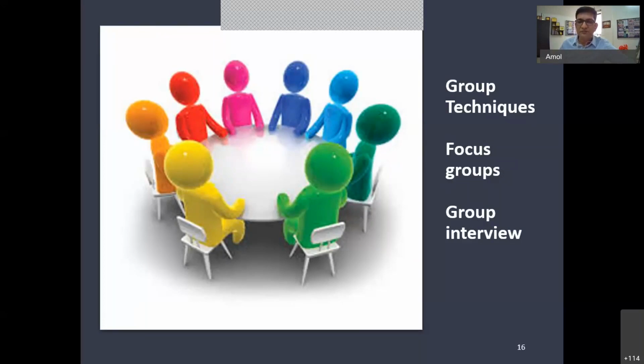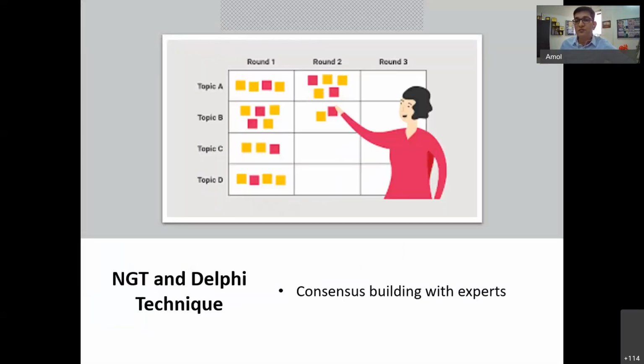The nominal group technique is more or less similar to a focus group, but it is more controlled by the moderator, who will ask questions to each one of them in turn, and then will evoke their responses on one question. And there is no mutual discussion among the participants.